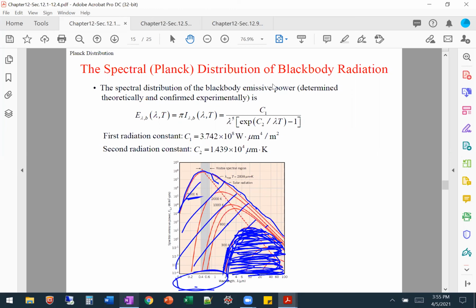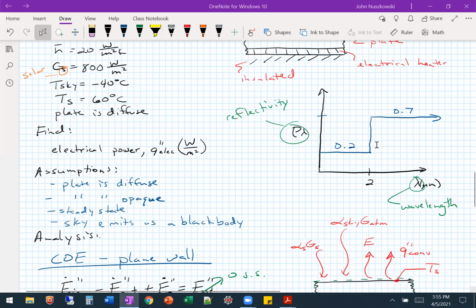With this plot, though, we didn't have to make this assumption at all. We could have just solved it for each of those temperatures. And you'll see the way to solve it. And we could have done it again for the sky, and we could have done it for the emissivity. And we're going to find out that the properties, hopefully that.